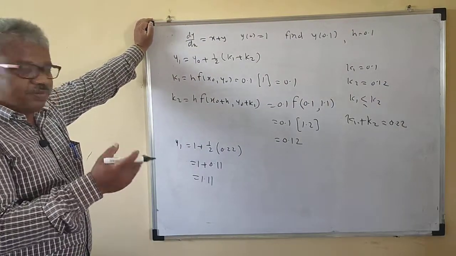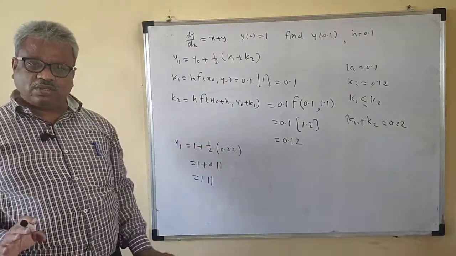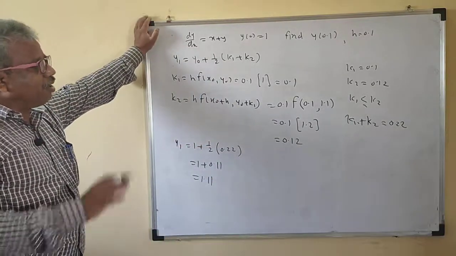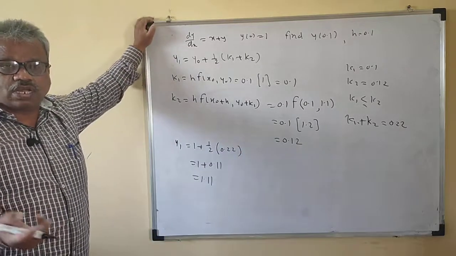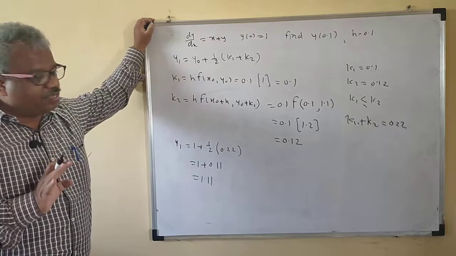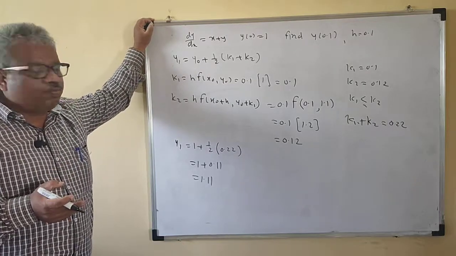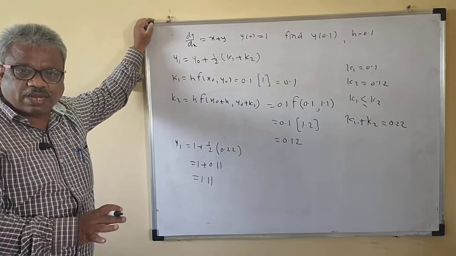So if the problem asks only for k1 and k2, just find k1 and k2 only, don't find y1. If they ask about a relation, whether k1 is greater than k2 or k1 is less than k2, just find the values of k1 and k2 only and compare them. If they want the value of k1 plus k2, just find k1 and k2, add them, and compare your answer.